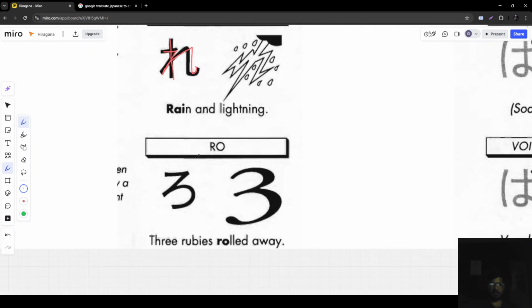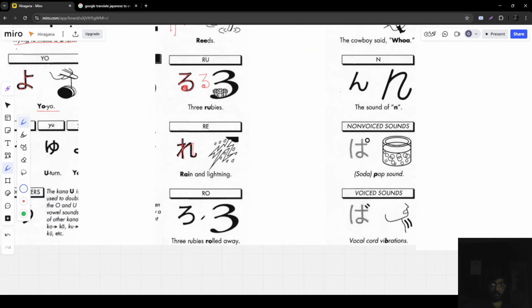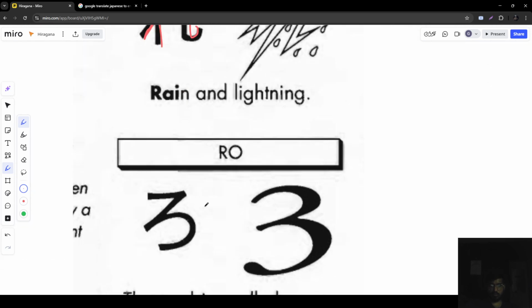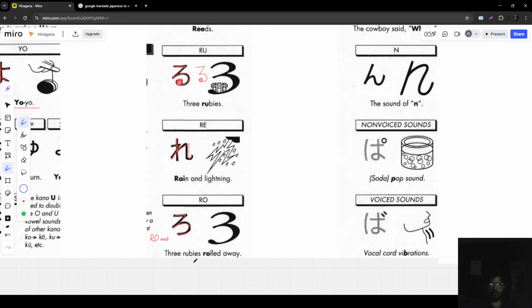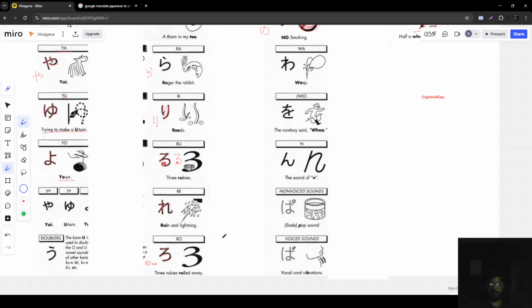The next one is ro. Ro now looks like roo, but robbed. Now you have to remember it as the rubies were robbed. So that ruby is no longer over here. It was robbed by a robber. So robbed rubies. Okay, the rubies were robbed. Got it? That's how you have to remember this.